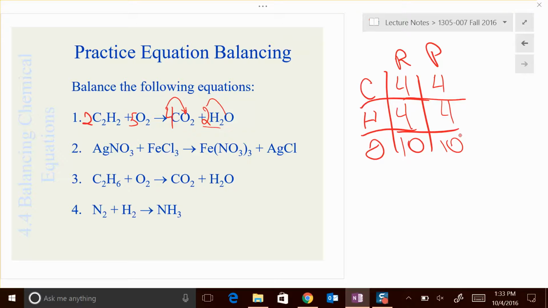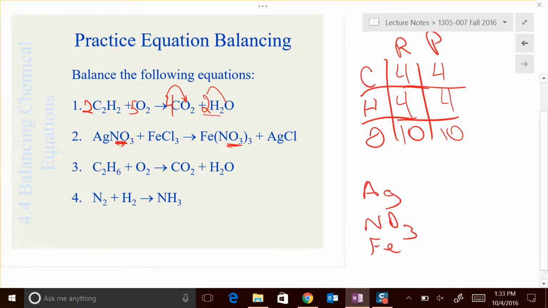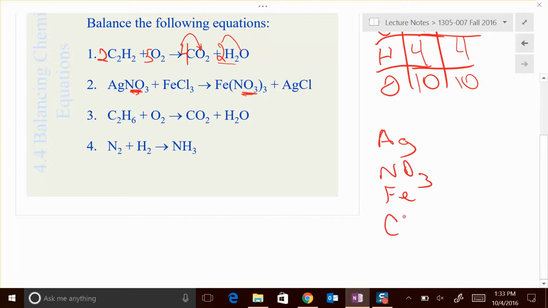So I can do the half as a way to help me determine the final balance. Now, what I want you to notice about this next one is the nitrate. Do you notice how I have nitrate on one side and nitrate on the other side? So, keep it together. Don't break it apart. So, if I'm going to write my list, it's going to be Ag, NO3, Fe, and Cl. This is my list.